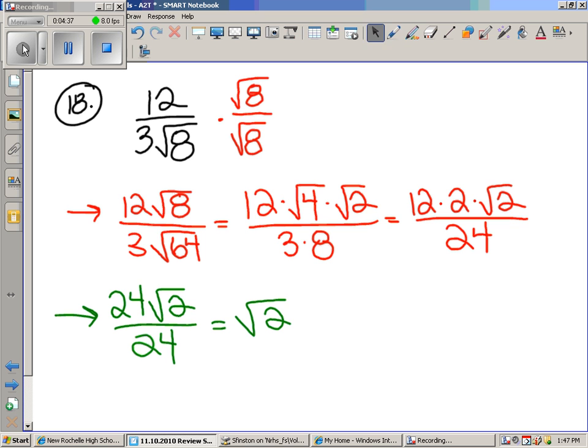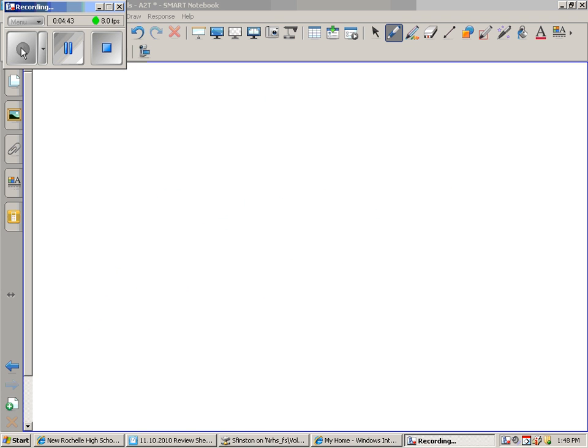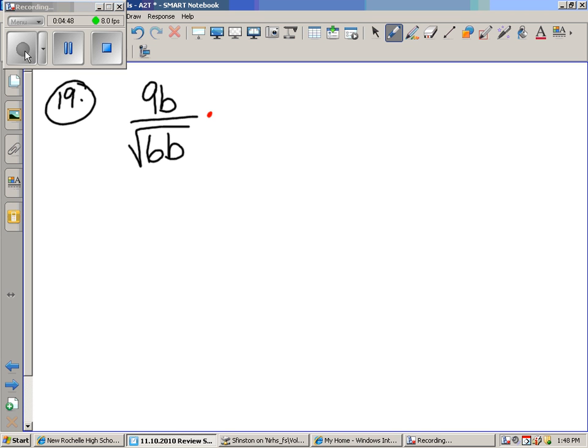Because this 24 and this 24 both reduce down to being 1. That's it. All right, 19, very similar to 18. We have to get this radical 6b out of the bottom, annoying little thing. So we're going to multiply by itself. And now I'm going to take a little bit of a shortcut.